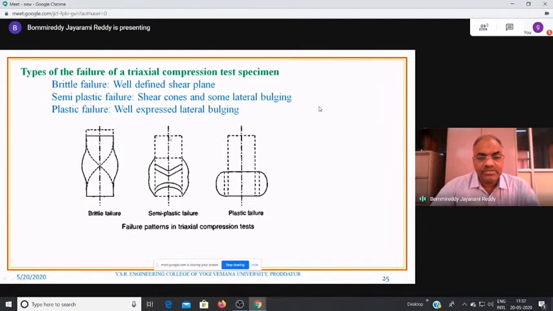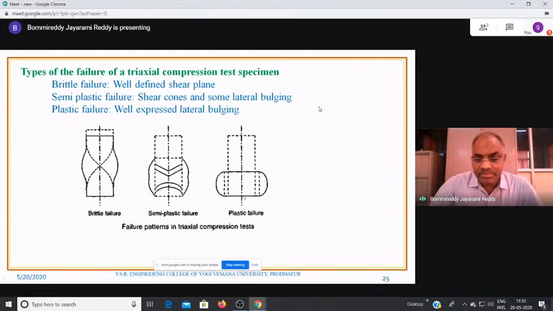And in the next type, the deformation is considerable, but the shape of the specimen still retains. It is called the semi-plastic state, and this type of failure will occur in C5 soils.